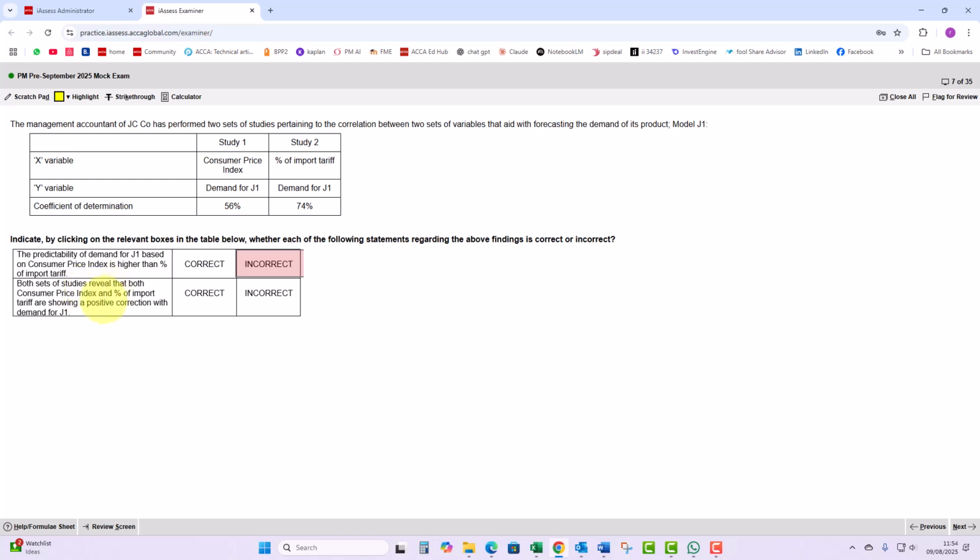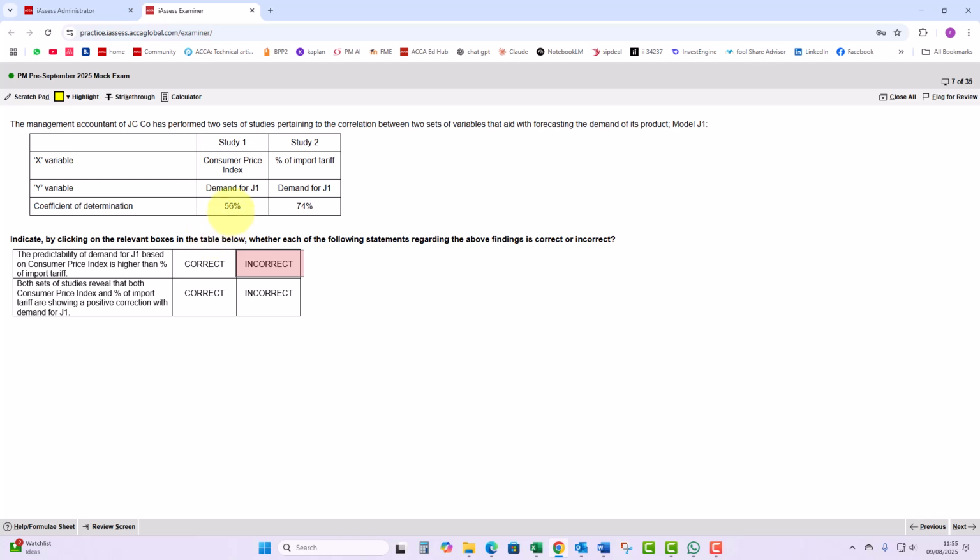Both sets of studies reveal that both consumer price index and percentage of import tariff are showing positive correction with demand. I suspect that's a typo. I imagine that's meant to say correlation. So if you did this and didn't know what it was talking about, that's an error. Hopefully you did work out that it meant correlation.